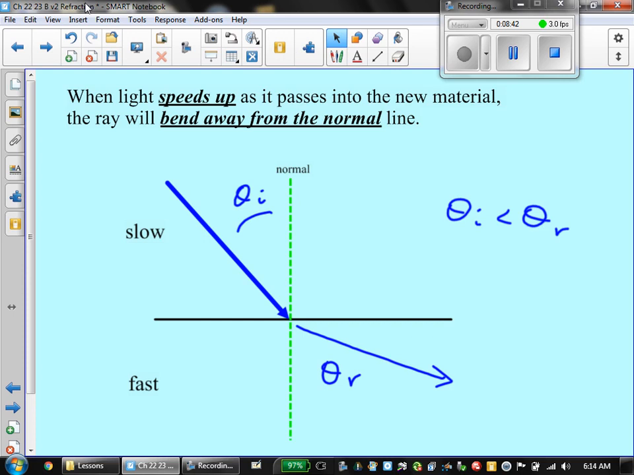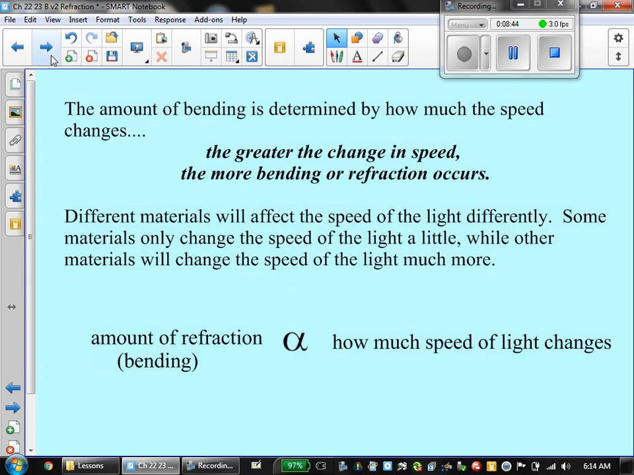This is the key page. There are 2 or 3 statements here that are the key things to understand. The amount of bending is determined by how much the speed changes. So the greater the change in speed, the more bending occurs, or more refraction. The amount of refraction, therefore, is proportional to how much speed change there is. Now, what determines the amount of speed change? Well, it depends upon the materials. We'll come back to that a little bit later. Different materials bend things differently.